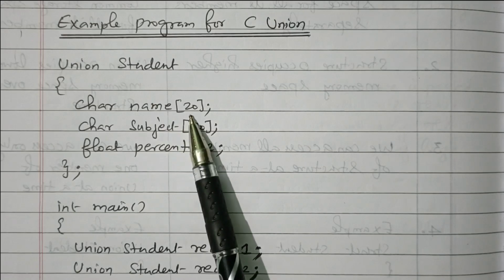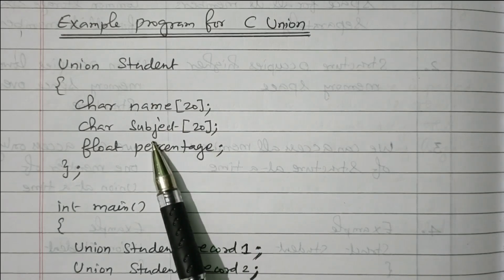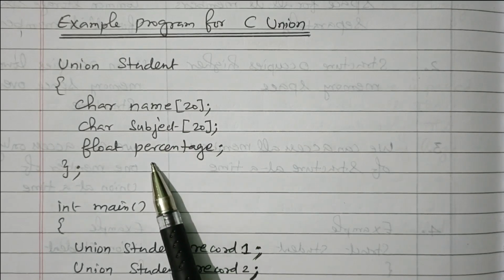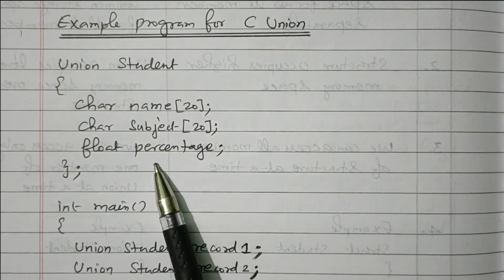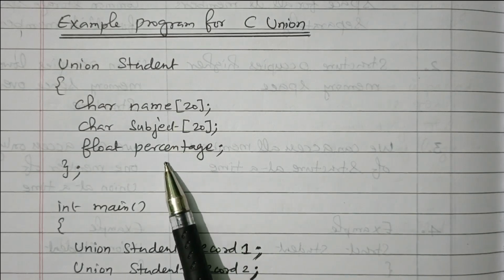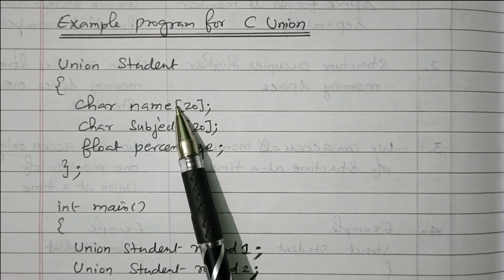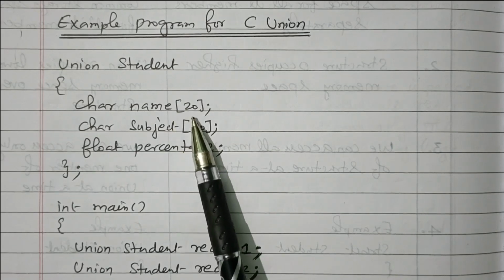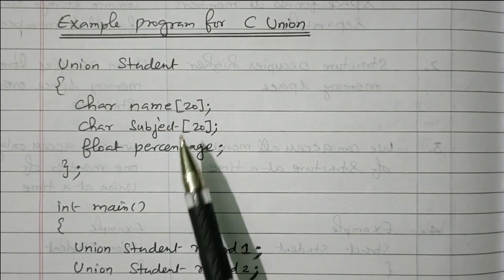See this name of 20. So 20 locations will be allocated, 20 characters. Here also 20 characters. Float means we need 8 bytes. So already 20 is allocated. So no need to allocate separately for percentage. So the maximum memory location that we need here is 20 bytes. So it will allocate 20 bytes.